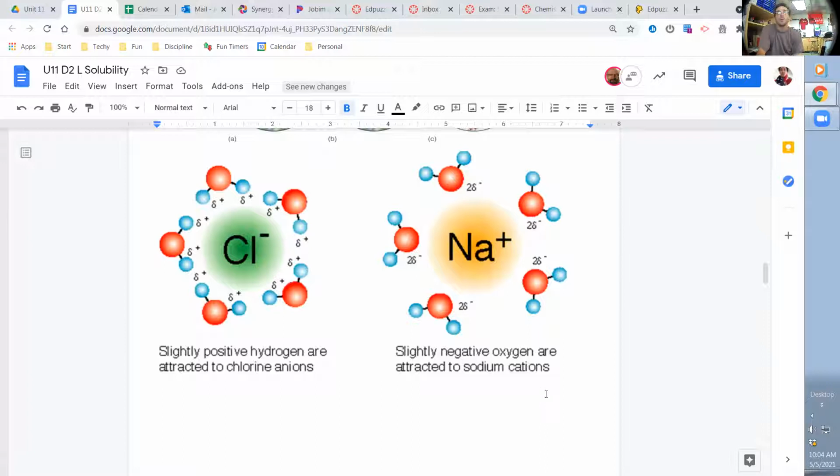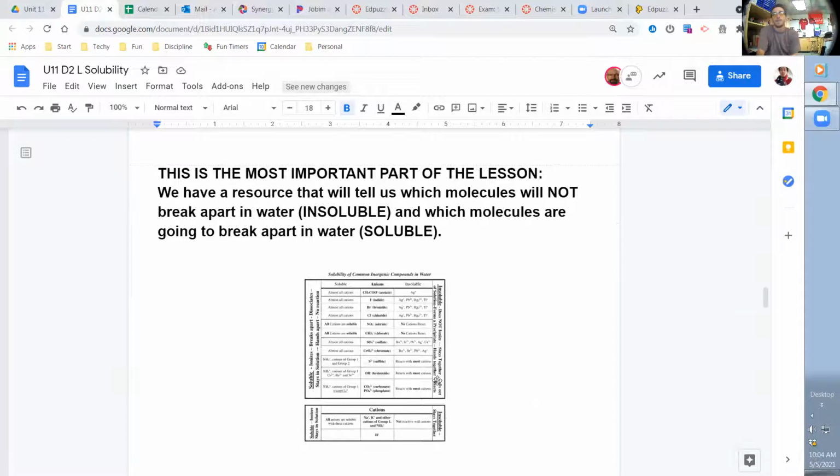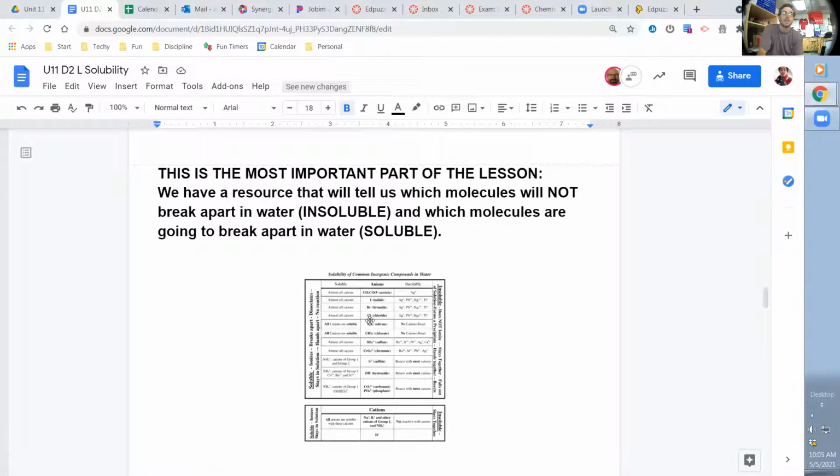So how do we know what substances are soluble and insoluble? Well, here comes the most important part of the lesson. We have a resource that will tell us which molecules will not break apart in water, meaning they're insoluble. And the resource will tell us which molecules are going to break apart in water. That means they are soluble. Okay, so let's go ahead and take a look at that resource.